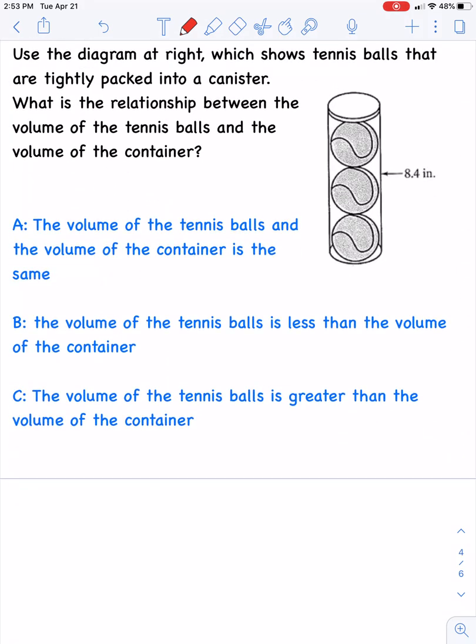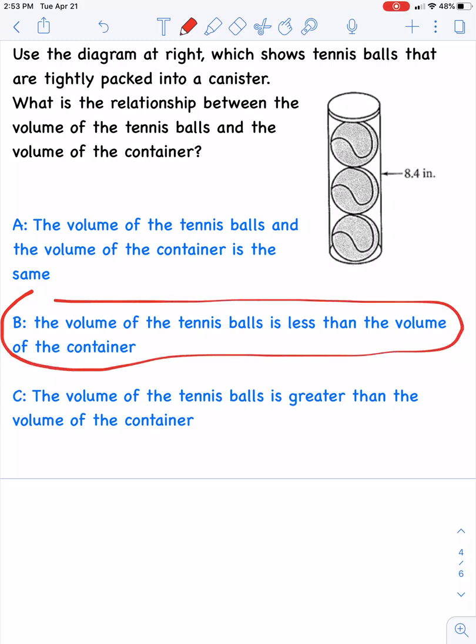We've got these tennis balls that are tightly packed into a canister. What is the relationship between the volume of the tennis balls and the volume of the container? All right, go ahead and hit pause, then hit play once you got your answer. So, ding, ding, ding, our answer is going to be B. The volume of the tennis balls is less than the volume of the container.